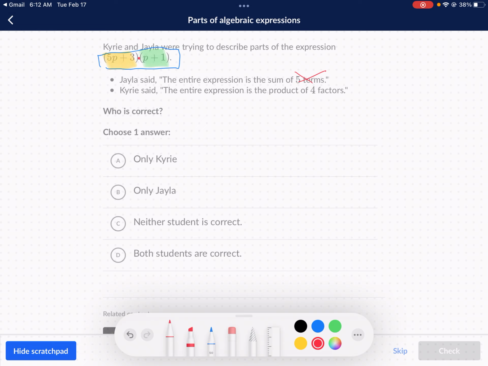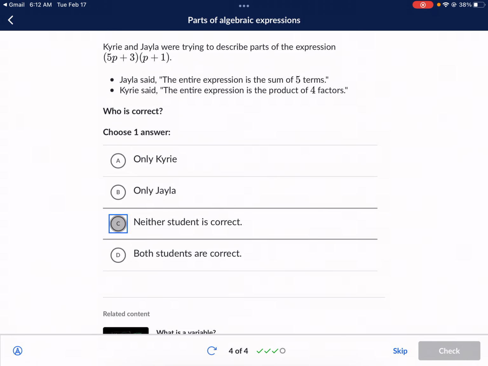The second person says the entire expression is the product of 4 factors. Again, I'm going to disagree here. I just said that there's 1 factor here that's in yellow, and then 1 factor here that's in green. So it really should be just 2 factors. So I don't think either student is correct here.